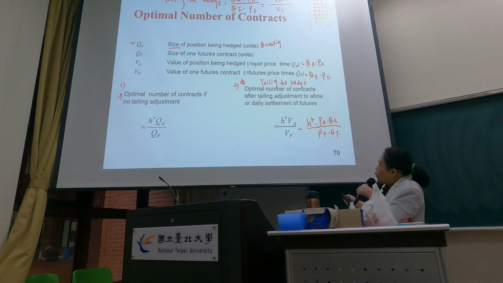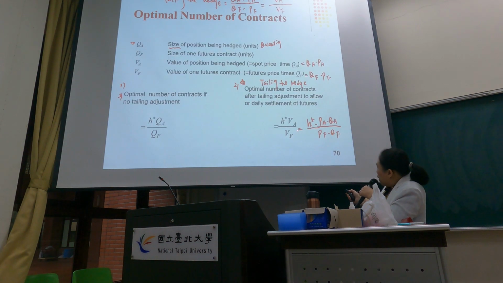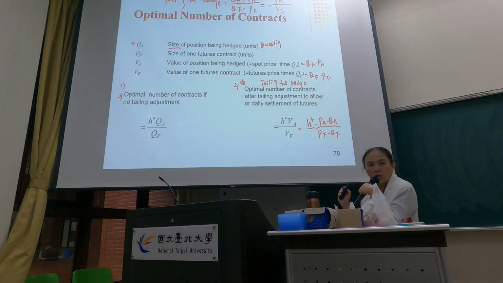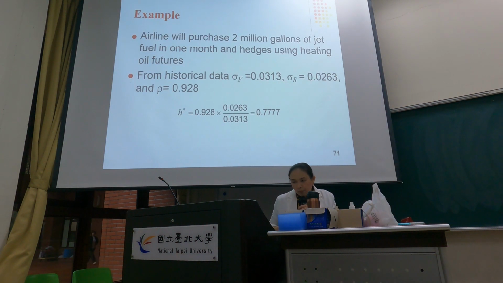Then you go into more detail to double check with the price as well. That's what we call tailing hedge, to adjust with the relative price. Then you can choose between the number of these two, the optimum hedge number of contracts. Can you guys follow me? If that's okay, let's try to execute this example.